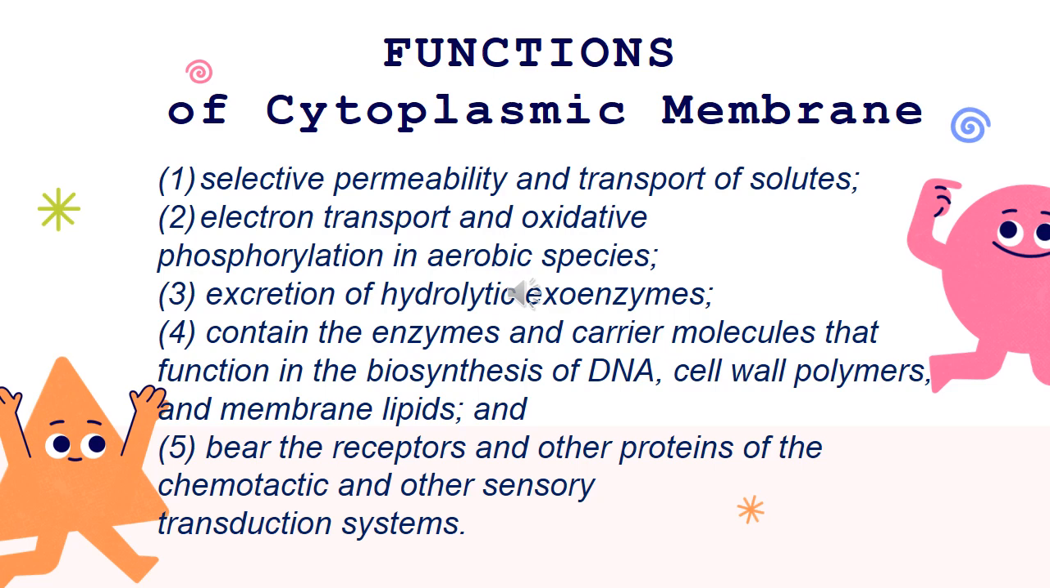So aside from the plasma membrane, we also have what we call the cytoplasmic membrane for your prokaryotic cell, which has the following functions: selective permeability and transport, electron transport, excretion of hydrolytic exoenzymes, containing the enzymes and carrier molecules that function in the biosynthesis of DNA, and bearing the receptors and other proteins of the chemotactic and other sensory transduction systems. So we will discuss each of its functions one by one.